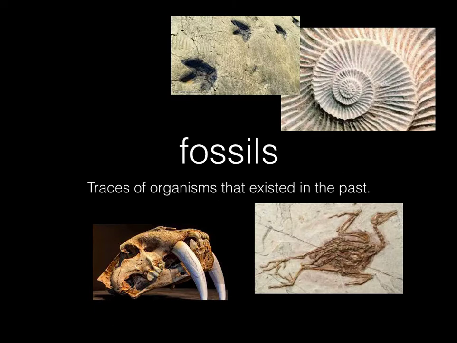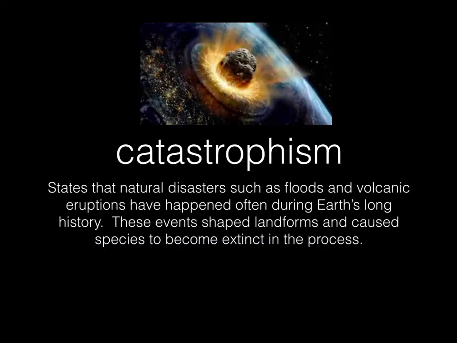A fossil. A fossil is a trace of organisms that existed in the past. Fossils can be formed in multiple ways, and we'll talk about those different ways as a class. Catastrophism. This states that natural disasters such as floods and volcanic eruptions have happened often during Earth's long history. These events shaped landforms and caused species to become extinct in the process. So we're going to talk about different theories associated with catastrophism, as well as gradualism and uniformitarianism, but we'll understand that concept a little bit more when we get into our lectures.